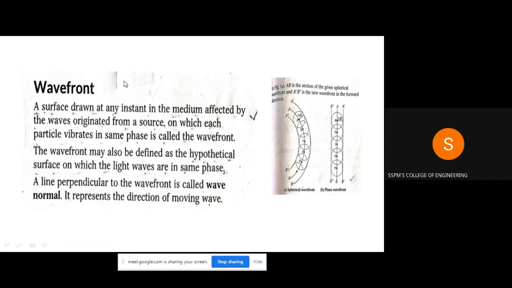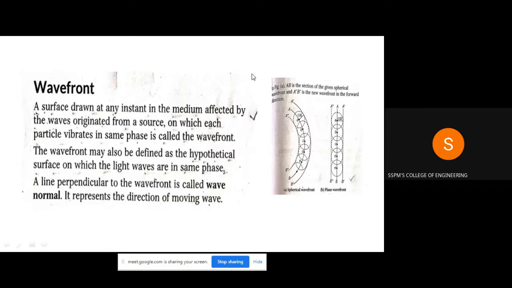So today we will discuss wave optics. What is the difference between ray optics and wave optics? Ray optics discusses lens systems and rectilinear propagation of light, whereas wave optics discusses the different phenomena considering light as a waveform. It discusses phenomena such as reflection, refraction, diffraction, polarization, interference, etc.